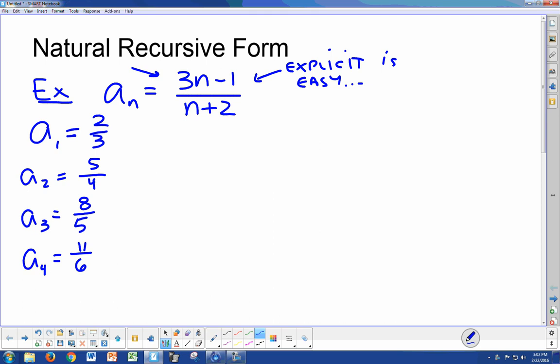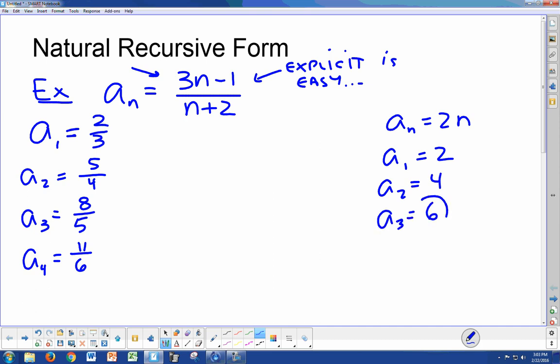Now, writing this recursively is very tricky, especially if you're going to try to do this without using an n and just using a sub n minus 1. But I wanted to show you as a reminder of what we're doing. Let's say that we had an a sub n which was just 2n. Then a sub 1 would equal 2, a sub 2 would equal 4, and a sub 3 would equal 6. And what we're trying to do is write this term in terms of the previous term without using that n value right there.